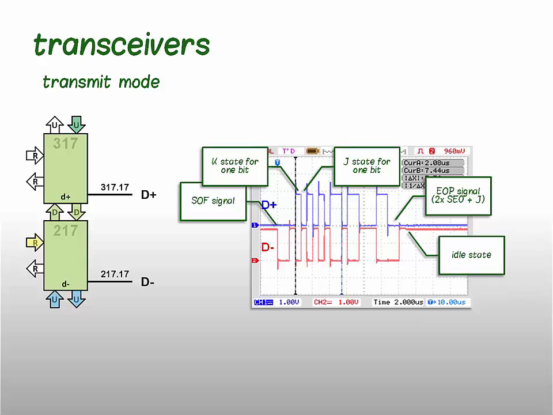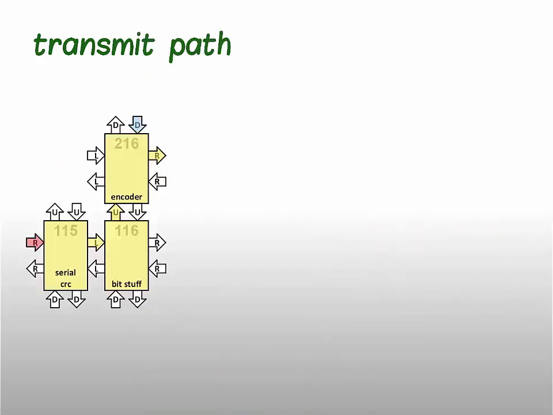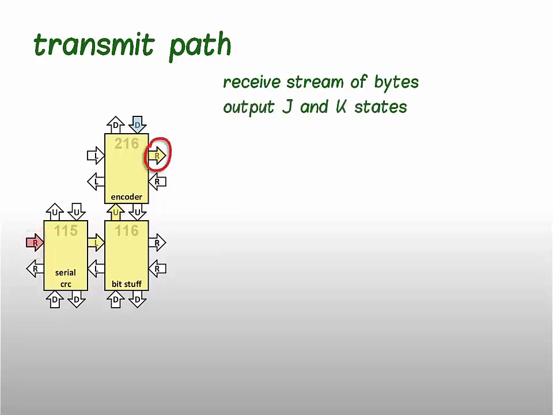Now we'll turn our attention to the transmit path. The transmit path is composed of three nodes: serializer and CRC calculator, bit stuffing, and encoder. The path receives a stream of bytes via the write port of node 115 and outputs corresponding J and K states via the write port of node 216. Commands that control the transmit path are intertwined in the data stream.